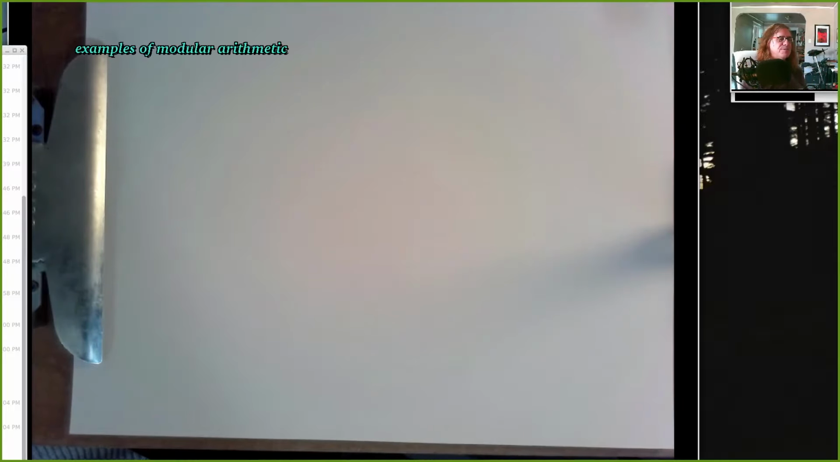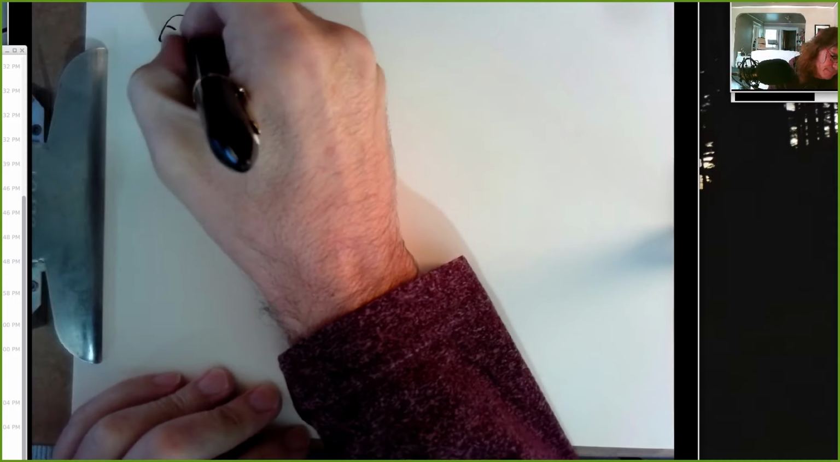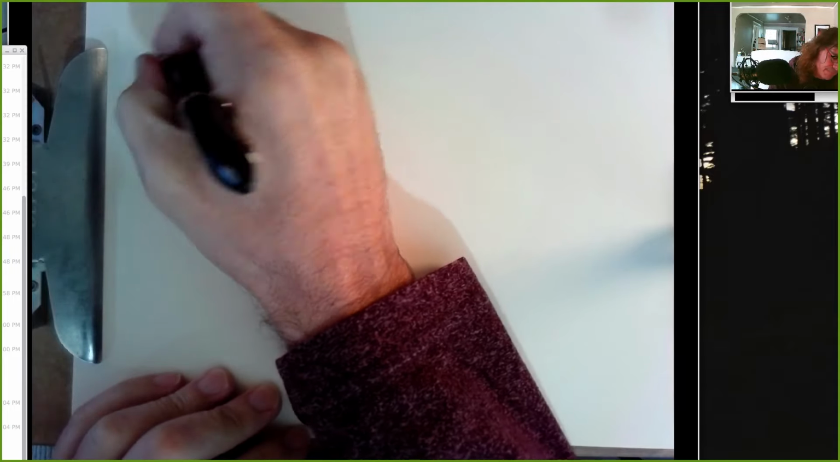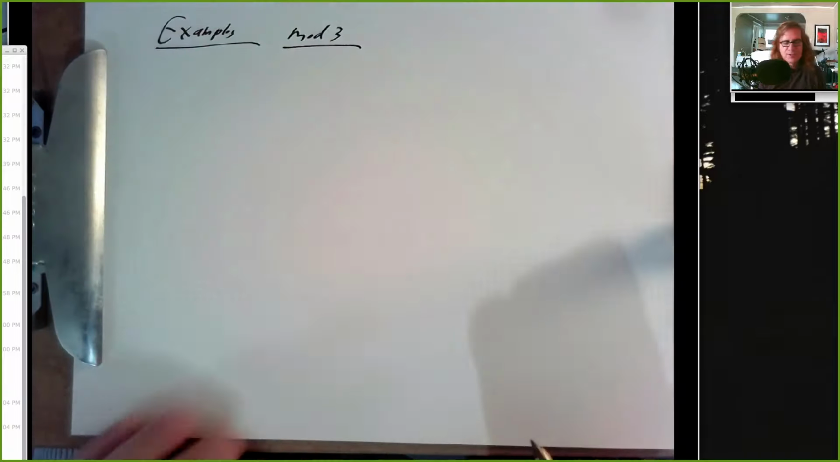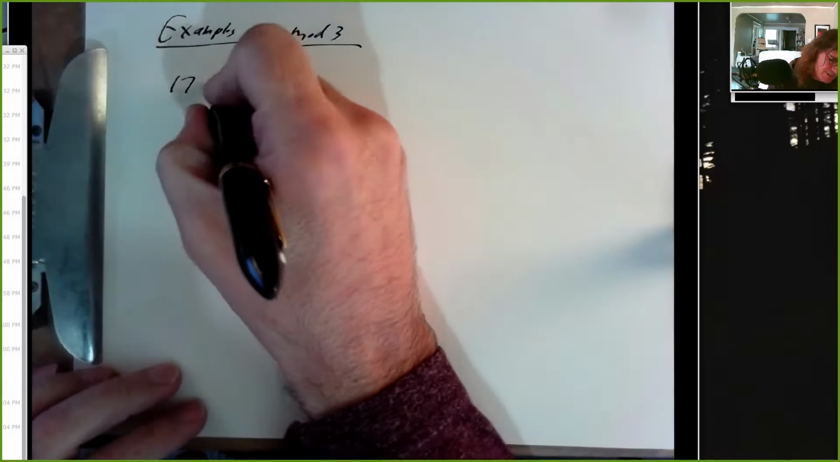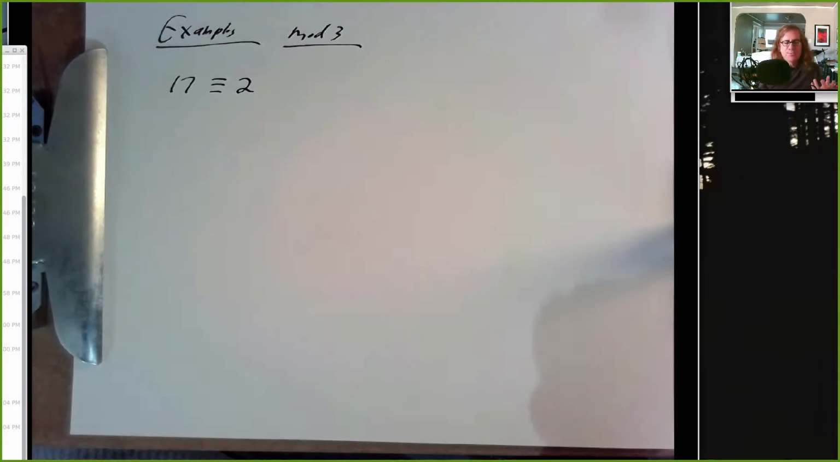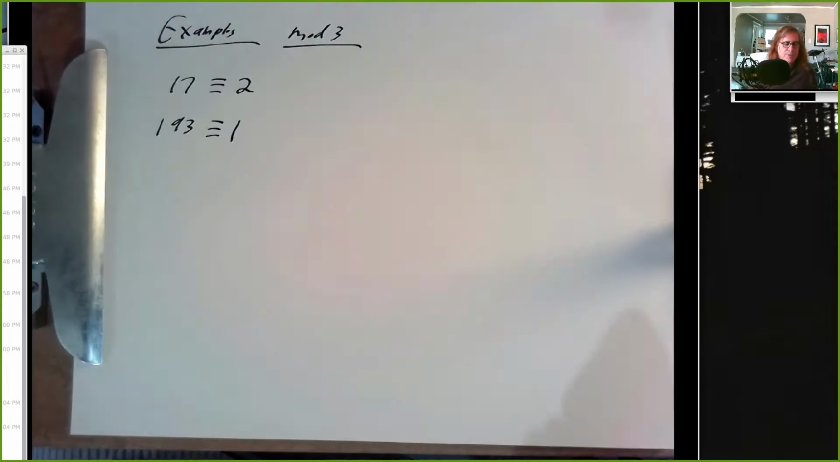So examples of modular arithmetic. So let's work modulo 3, so that I don't have to think too hard right now. So 17 is congruent to 2. It's 2 more than a multiple of 3. 193 is congruent to 1. It's 1 more than a multiple of 3.